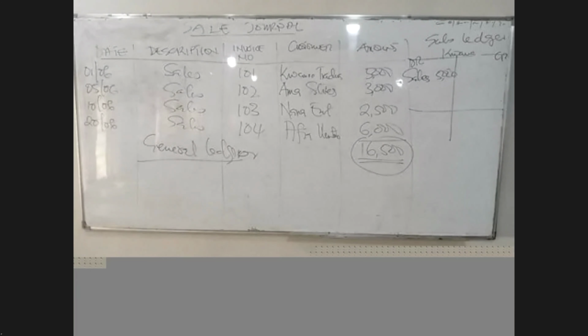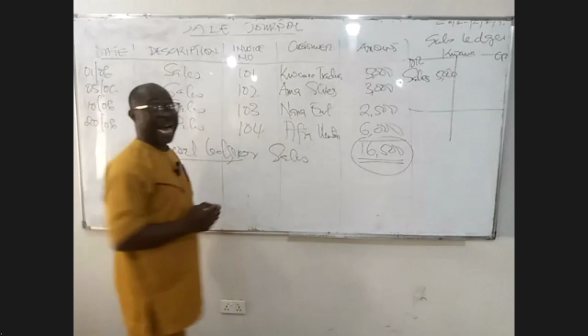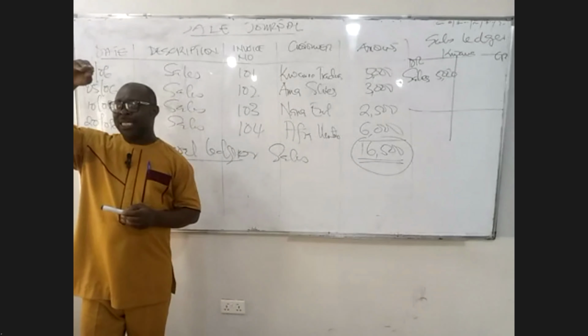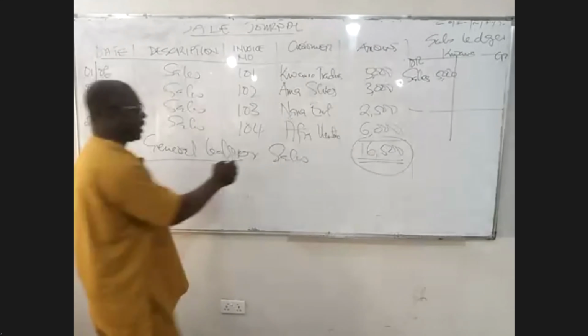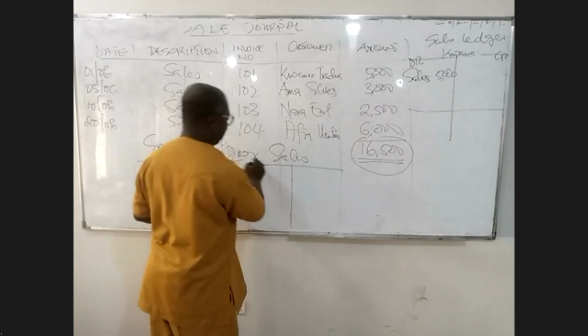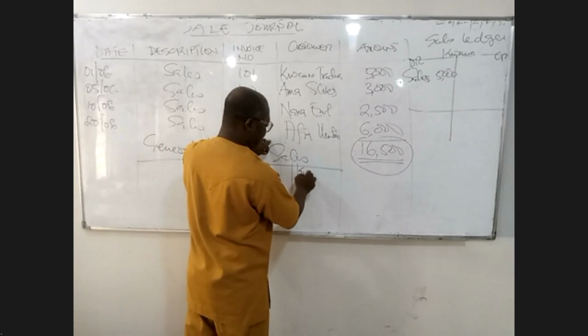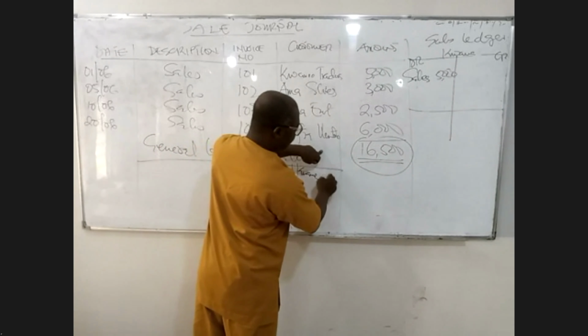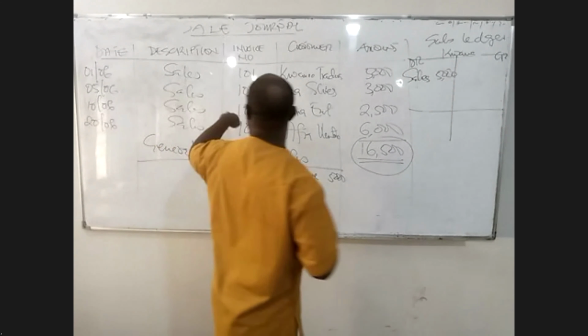So in the general ledger, we have what we call the sales account. The sales account is in the general ledger. The general ledger is also a book. So the corresponding credit entry will be in the sales account. We have what? Kwame. And how much is it? 5,000.